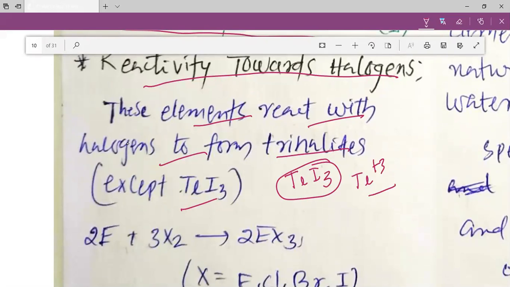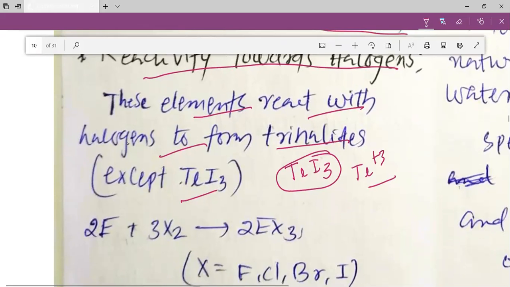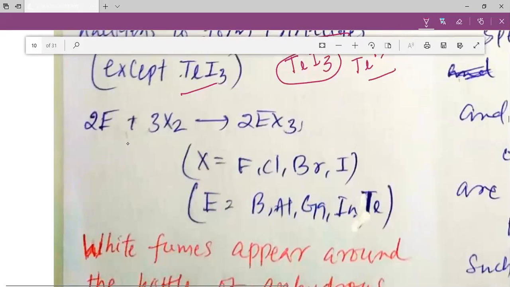All the other halides are possible in the case of thallium, as well as all the other elements like boron, aluminum, gallium, and indium. So only TlI3, thallium iodide, is not possible. Otherwise, all the other elements, when they react with halogens, form halides of the EX3 type.